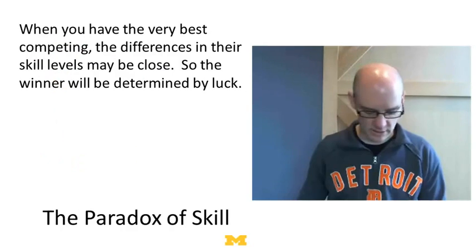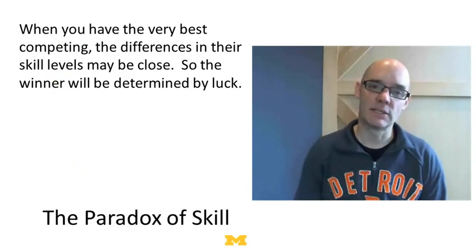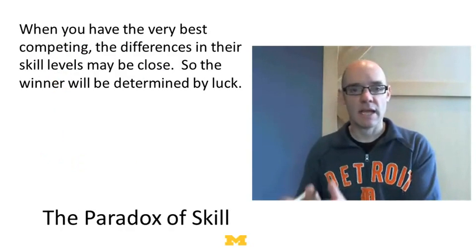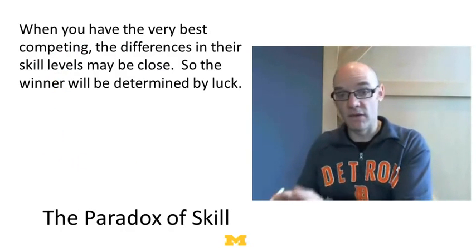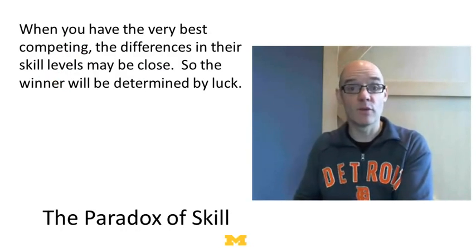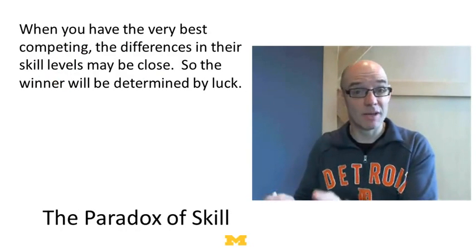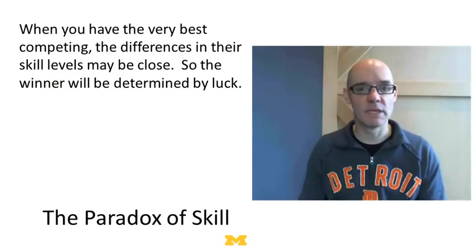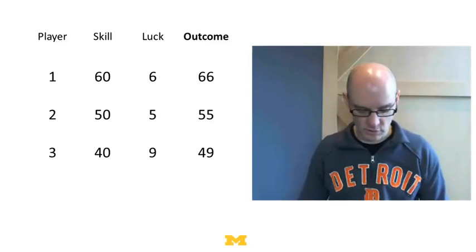But what Mauboussin points out is there's something called the paradox of skill. And that is when you get the very best people competing against each other, they tend to actually have fairly similar skills. And so therefore, the winner is likely determined by quite a bit of luck. So paradoxically, when you get high-skilled people competing, less variation in skill, more luck. Let me show this through a couple examples.